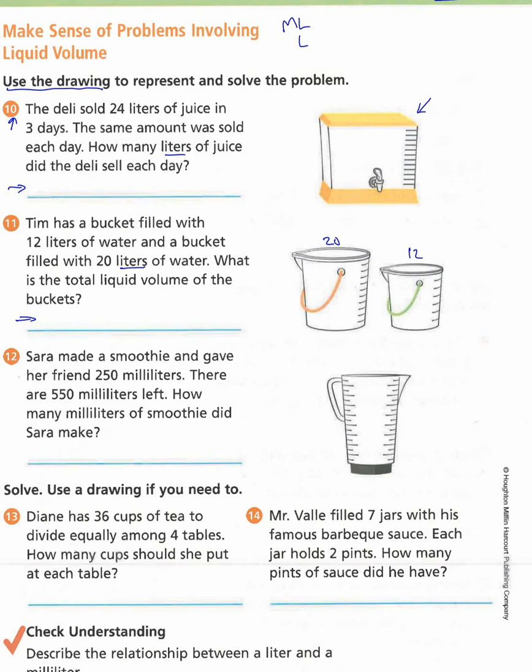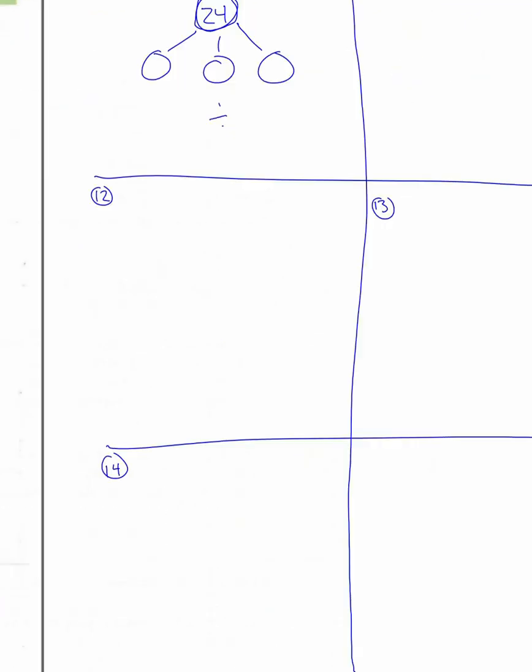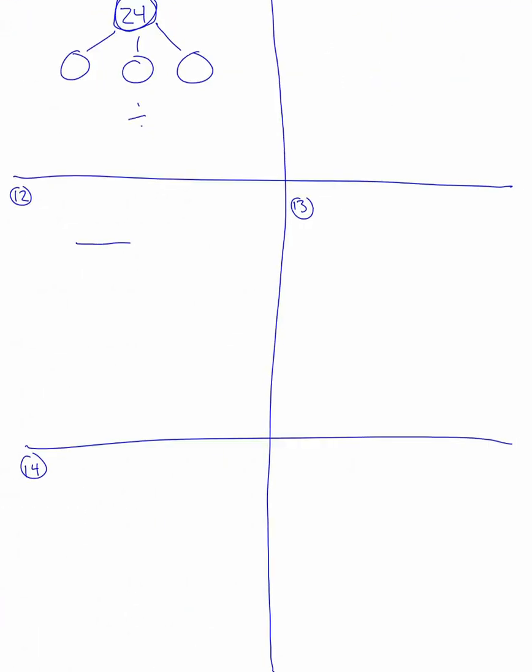Okay, number 12 says, Sarah made a smoothie and gave her friend 250 milliliters. There are 550 milliliters left. How many milliliters of smoothie did Sarah make? Okay, so I'm going to come over here on this one. So this is number 12. So this was our smoothie, that's the total. And right now we don't know what that is.